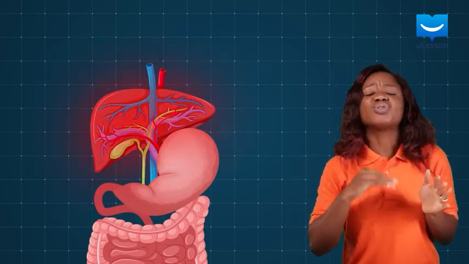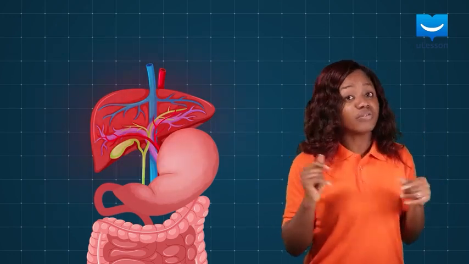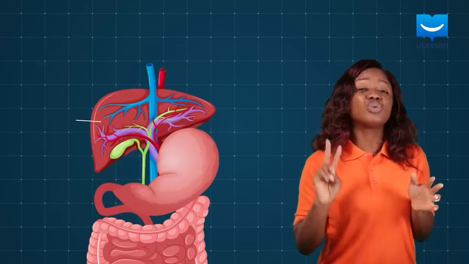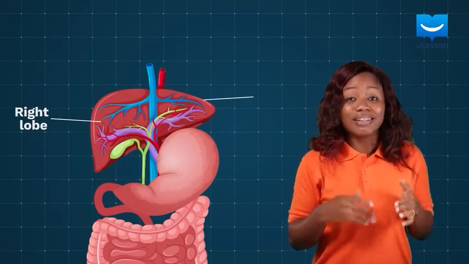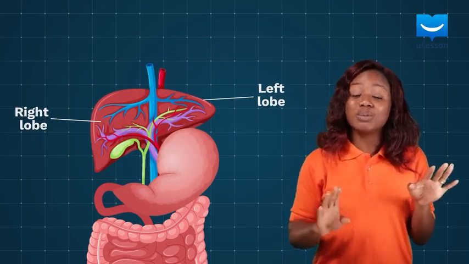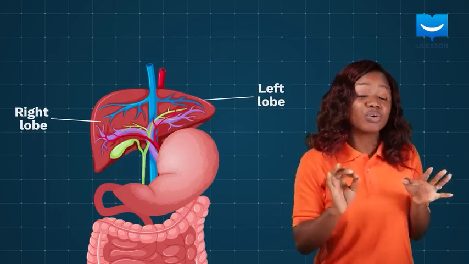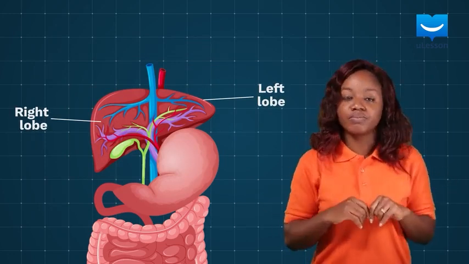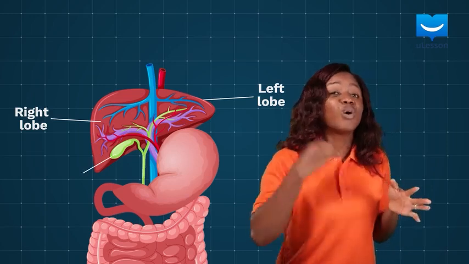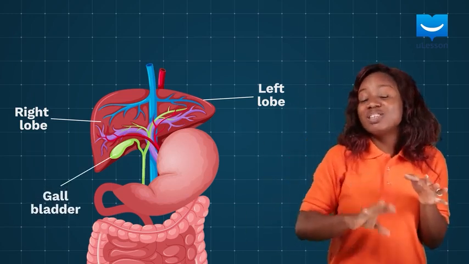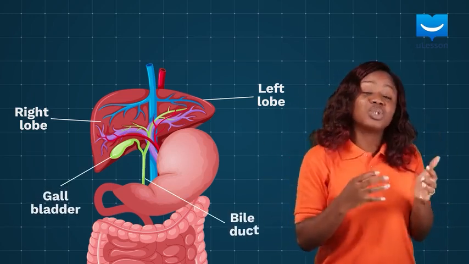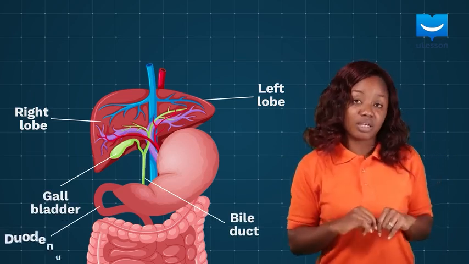First, let's look at the structure of the reddish-brown liver. The liver has two distinct lobes, the right and left lobes. Each lobe is in turn composed of several smaller lobules. Under the liver is the gallbladder, which opens into the bile duct that eventually empties into the small intestine.